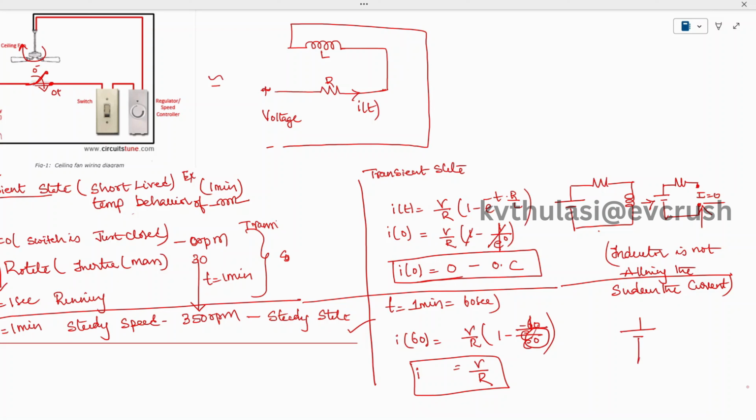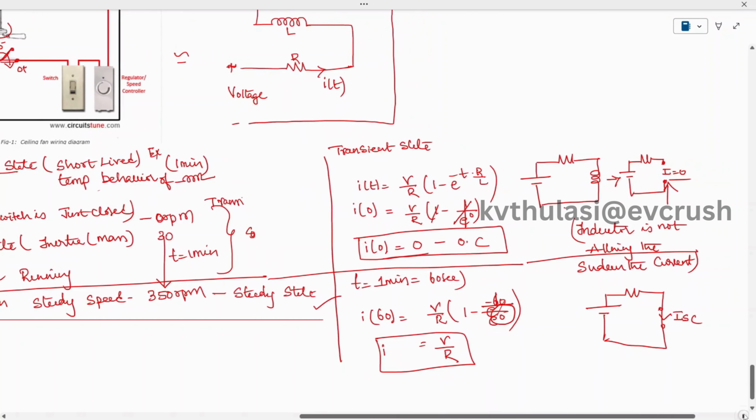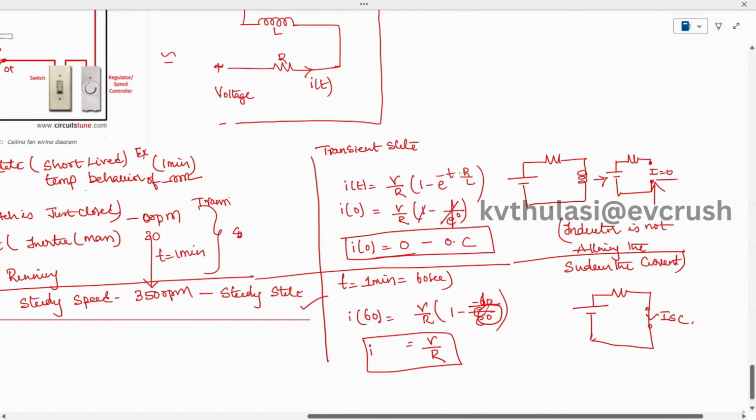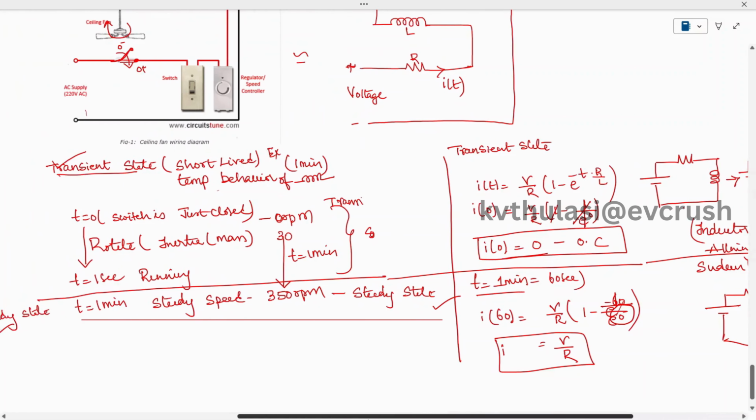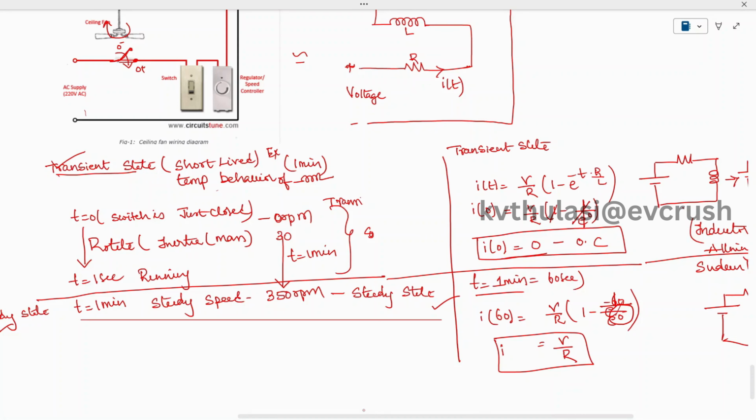Later the inductor will act as a short circuit, and it will allow a current of ISC to flow through it. So now the inductor is allowing a current ISC to flow, offering a voltage V equal to 0. This is the behavior of the inductor after 1 minute. That's what I have been told here also. So under 1 minute it runs with 350 rpm and it is in steady state.